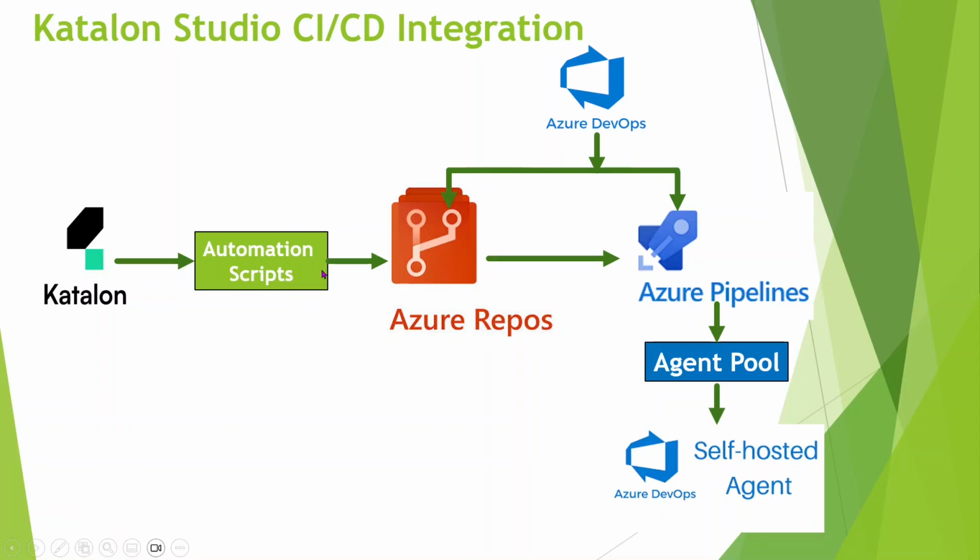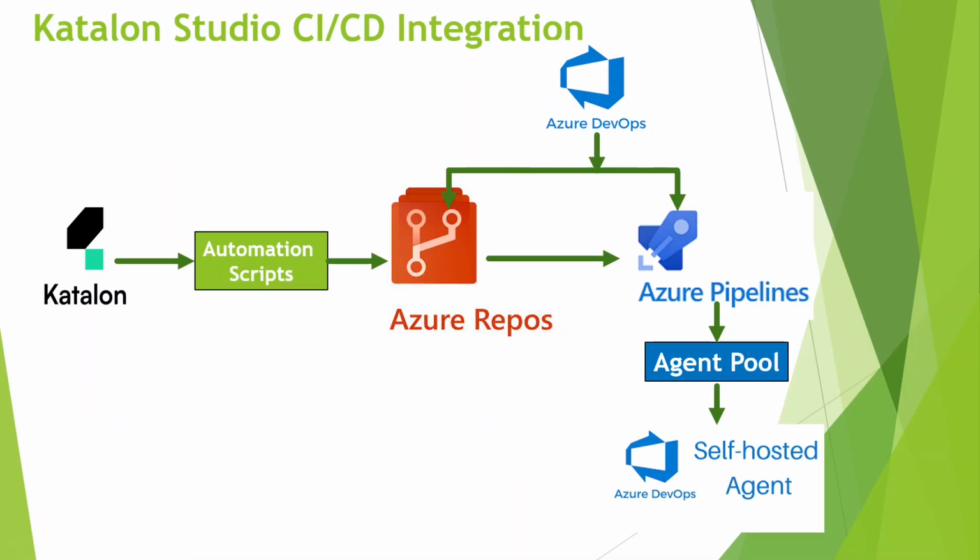Once we push all the automation test scripts of our Katalon Studio into Azure Repos, then I'm going to build the Azure pipeline. So Azure Repos and Azure Pipelines are part of Azure DevOps. After creating the Azure pipeline, we need to create a self-hosted agent, or install a self-hosted agent under the agent pool in Azure DevOps. Once we create a self-hosted agent, we can run all our automation scripts from Azure pipelines.